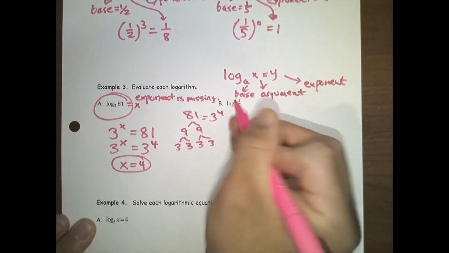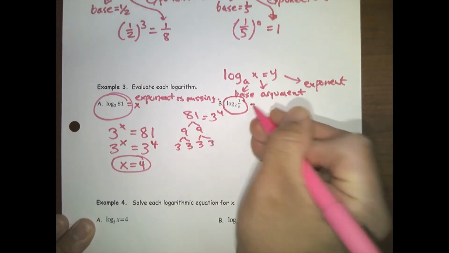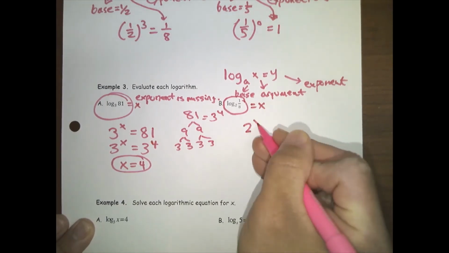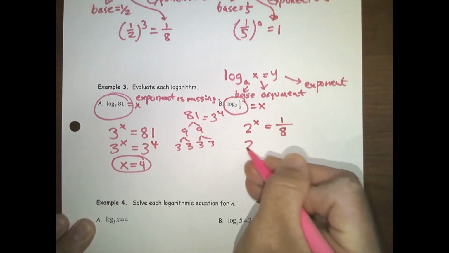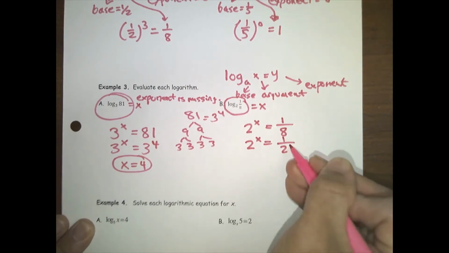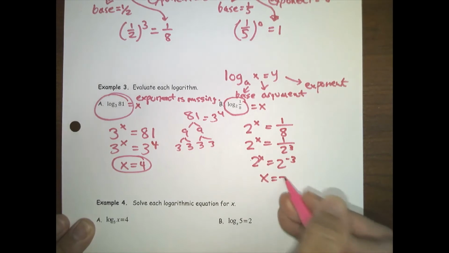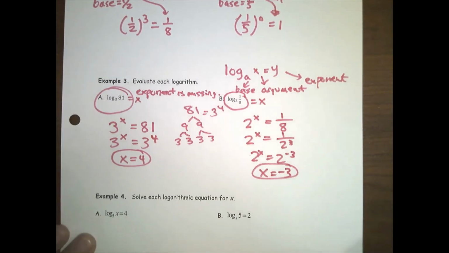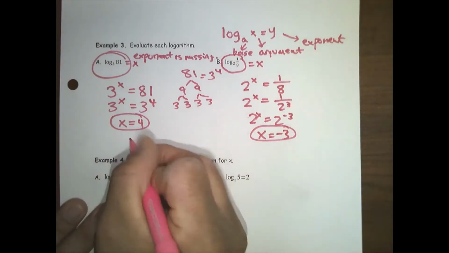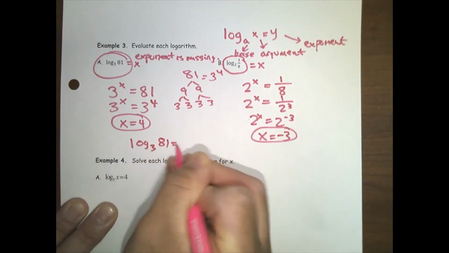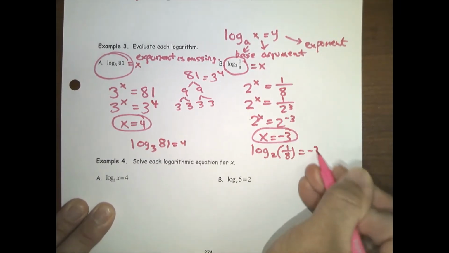If I want to evaluate log base 2 of 1/8, here the exponent is missing again, so I'll just call it x. So I have 2 to the x is equal to 1 over 8. Then I can rewrite 1 over 8 as 1 over 2 to the 3rd, or 2 to the -3 power, so x is -3. So in both of these cases, I figured out the value of the logarithm. Here, log base 3 of 81 was 4, and here log base 2 of 1/8 is equal to -3.